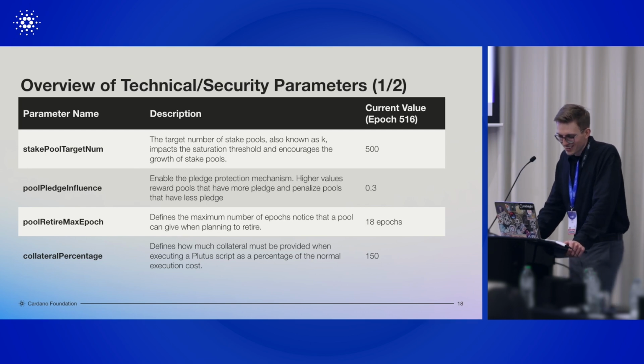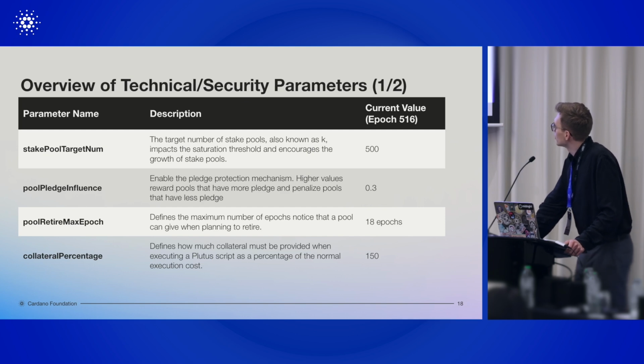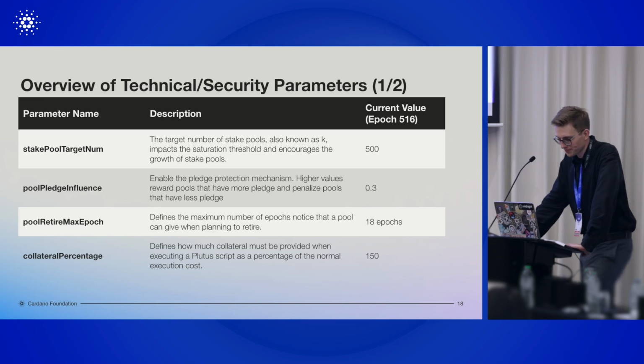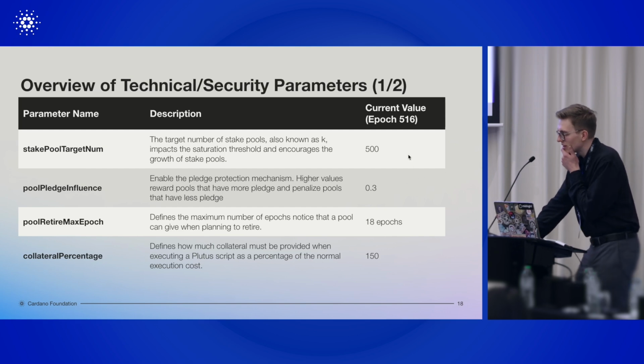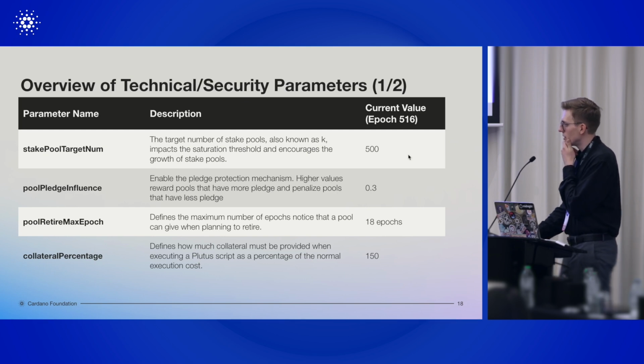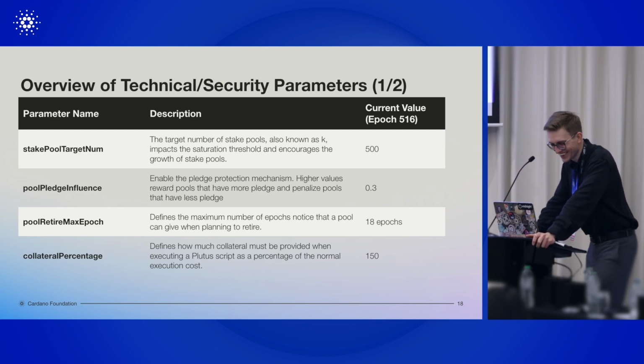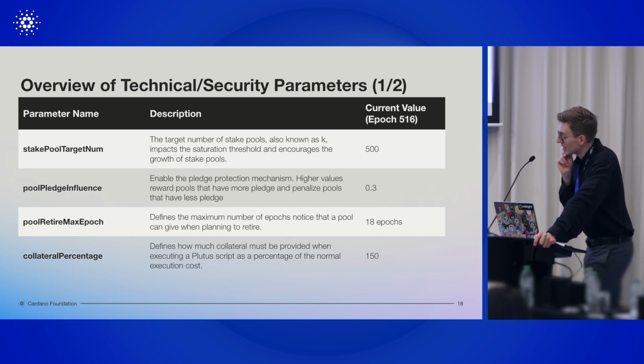And then, of course, we also have the pool pledge influence, which enables the pledge protection mechanism for stake pools, and higher values reward pools that have more pledge and penalize pools that have less pledge. Is the pool pledge influence parameter working as intended right now? I mean, that can be debated, right? I don't want to give my opinion now about that, but this is also something that should be looked into. This is the question about having skin in the game, and should skin in the game really be... I didn't say I want to give my opinion, but I think skin in the game should be considered. And here I gave my opinion. All right. And of course there are trade-offs, right? It depends.